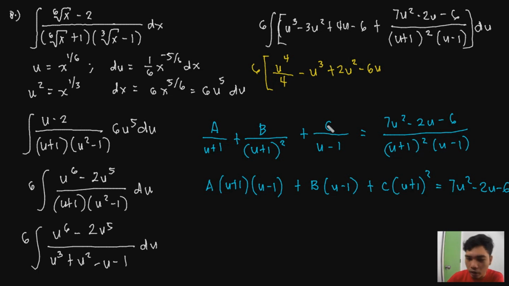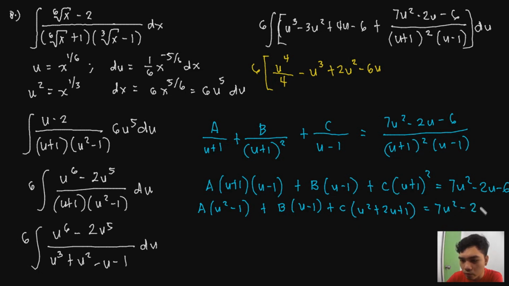Okay, so the next step that we have to do here is to expand. We expand all these terms. So we have a and then this becomes u squared minus 1. Okay, and then plus b. So, wag muna natin ito expand para sabay-sabay sila lahat. So, plus c times u squared plus 2u plus 1. And then this is equal to 7u squared minus 2u minus 6. And then we have au squared minus a plus bu minus b plus cu squared plus 2cu plus c is equal to 7u squared minus 2u minus 6.